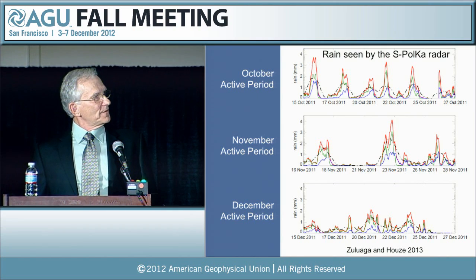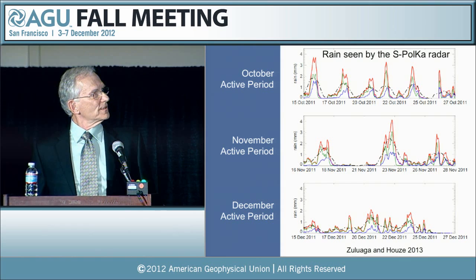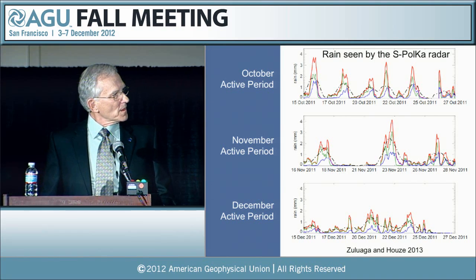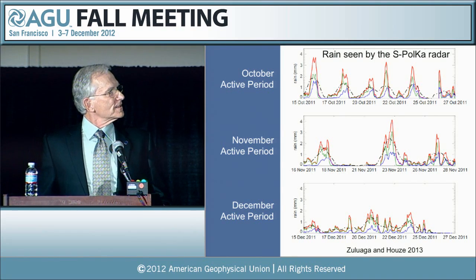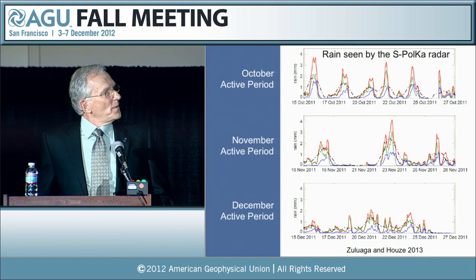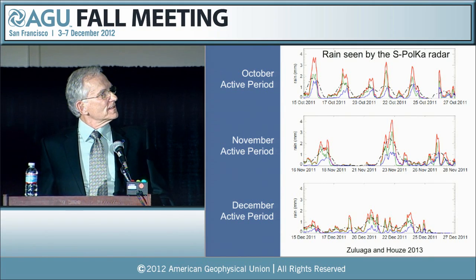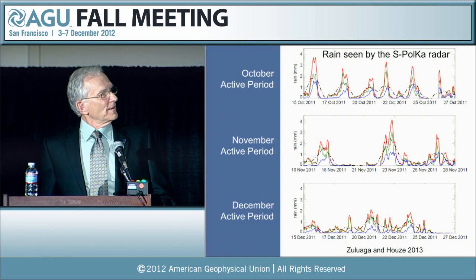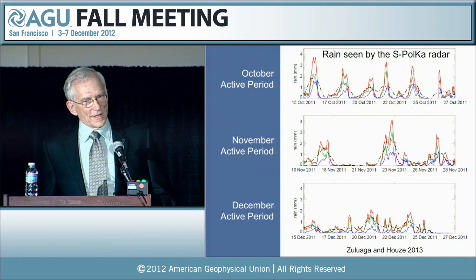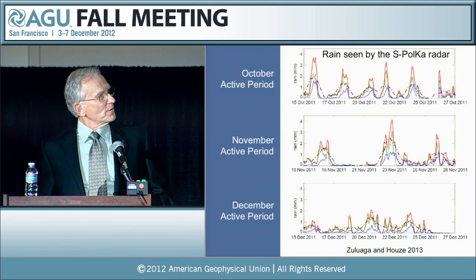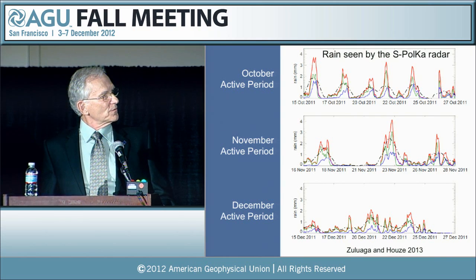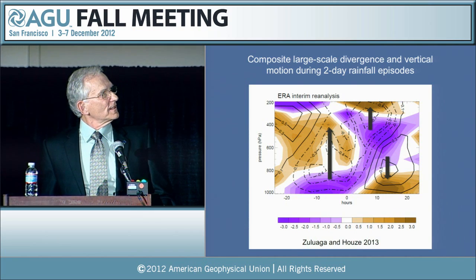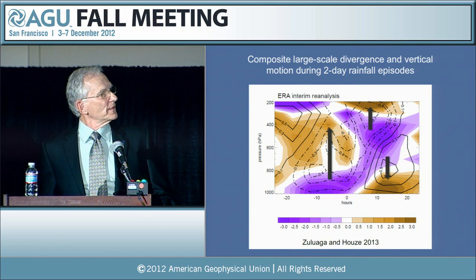It comes in very well-defined, sharp pulses of a couple of days duration, more or less. And so what Manuel Zuluaga has done with me is composite all of our data sets relative to the centers of these two-day episodes. These episodes are neither the scale of the MJO nor the scale of an individual cloud system. They're somewhere in between, but it's in these bursts that the precipitation seems to come. So this is compositing some of the large-scale information from the ERA-Interim reanalysis data.